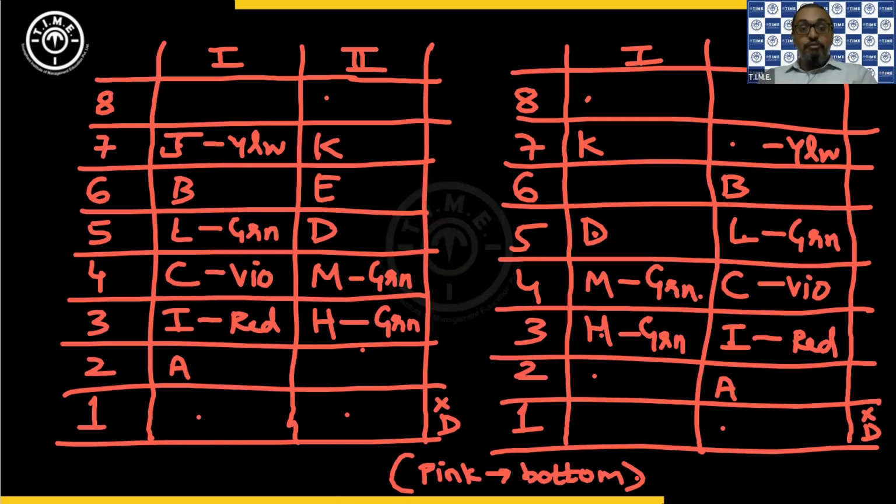Okay, now let's check the left-hand side case. Is it possible to fix F and G? G and then leaving a gap of 1 and fixing F. Is it possible? No, because you cannot have G here in the 2nd position, nor in the 1st.